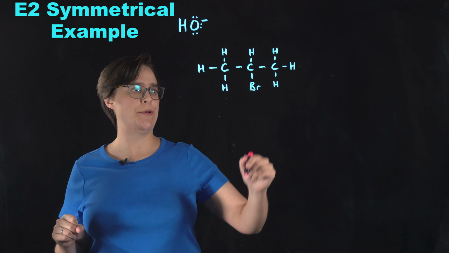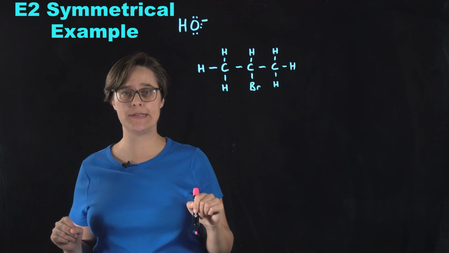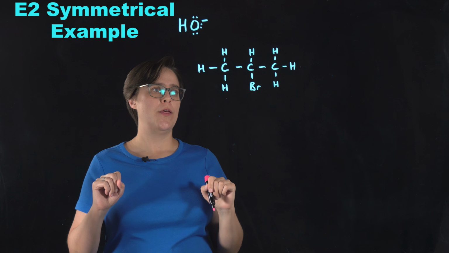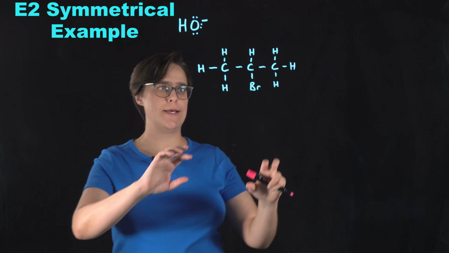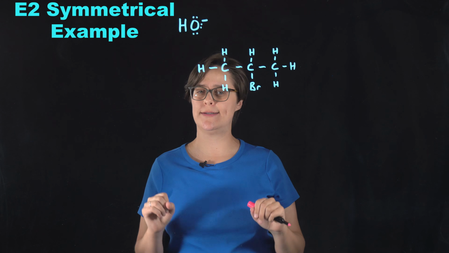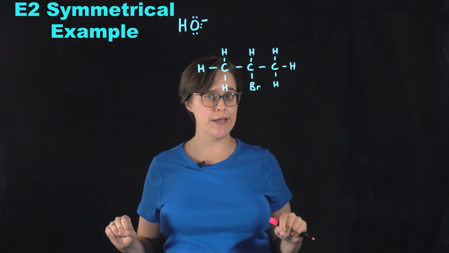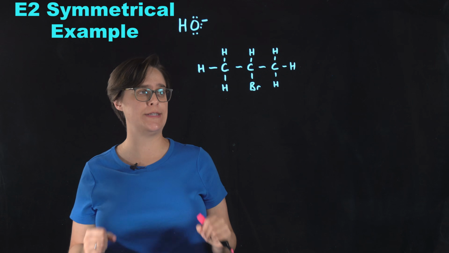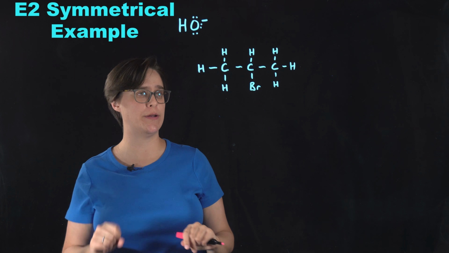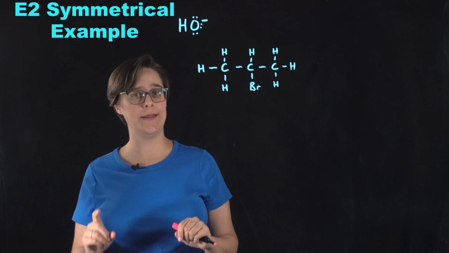So this is showing the reaction of 2-bromopropane with hydroxide as our base. The reason that I'm doing this as our very first example is because this reactant has a certain symmetry about it such that all 6 of these hydrogens are equivalent. We can pick any of those 6 beta hydrogens and we only get one product.